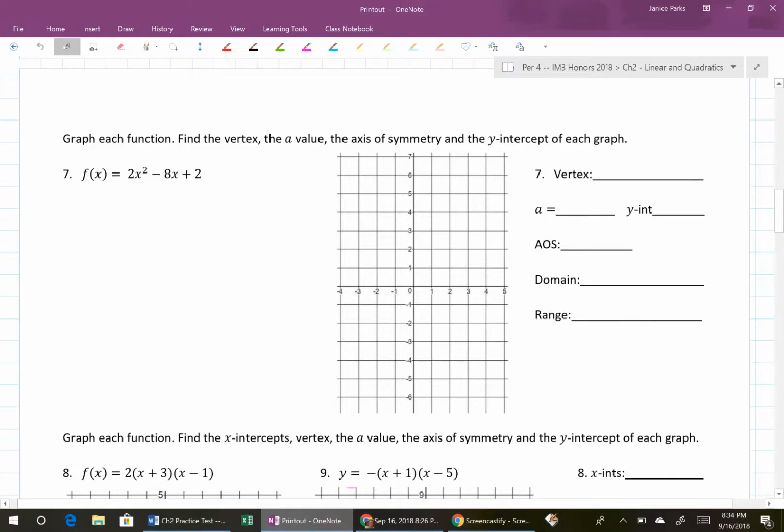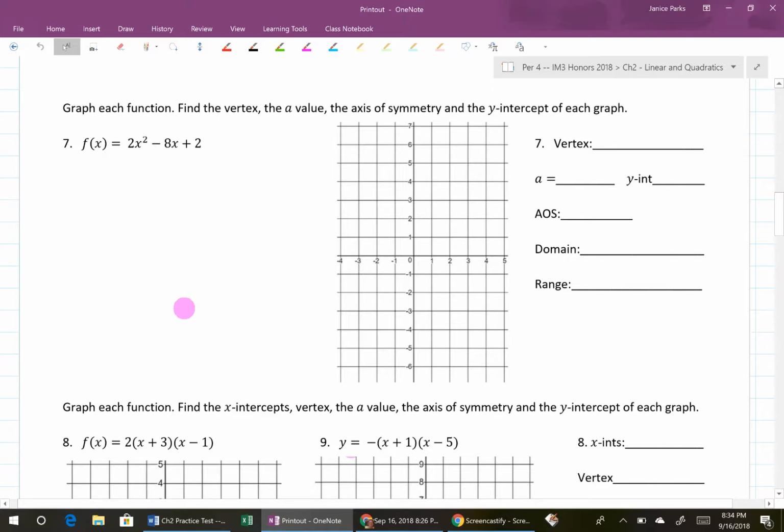Continuing on the practice test, we're going to graph number 7. Again, we have the A, B, and C value because this is in standard form. The C value is your y-intercept. So the graph definitely crosses the y-axis at 2. The A value is 2, so I do know that this parabola is going up, and it's going to be twice the height as a normal parabola.